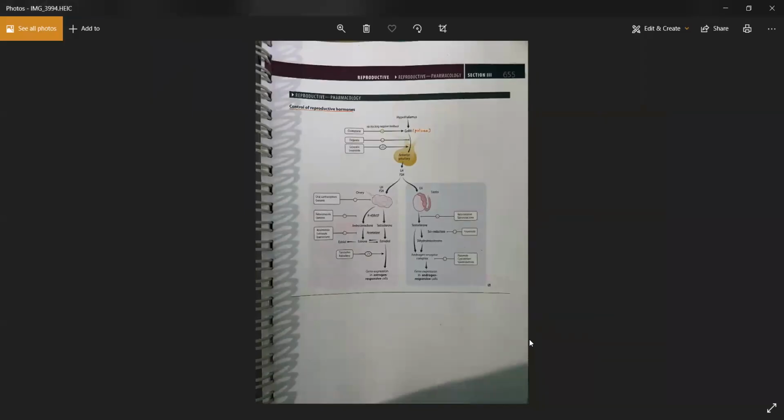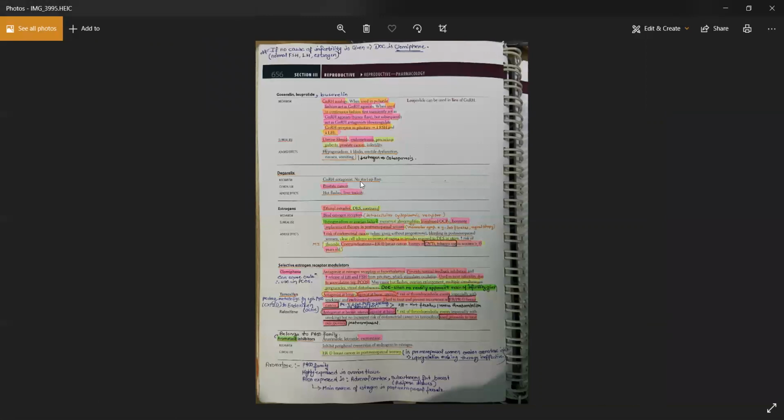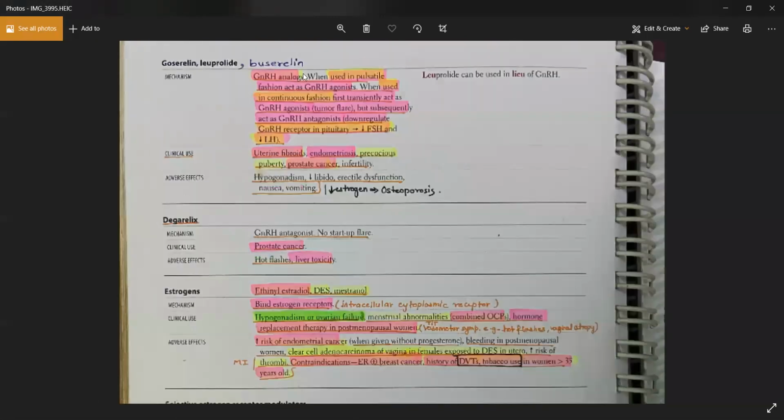So first you have goserelin and leuprolide. I told you they are the GnRH analogs. They cause a continuous release of GnRH, and as a result suppress the HPO axis. Initially, when you give these drugs, you will have an acute flare of the release of LH and FSH, at a very initial stage, because it causes a sudden increase in the release of GnRH. But when the continuous release of GnRH happens, it suppresses the HPO axis.